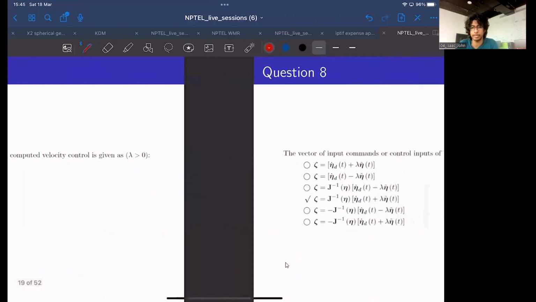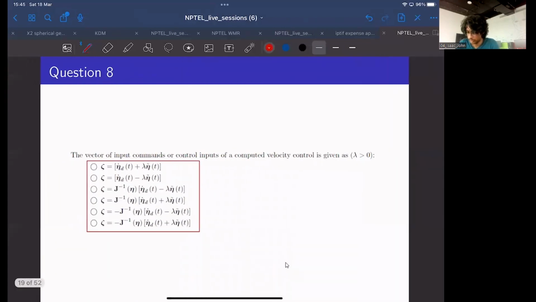Computed velocity control, right? So again, I'll briefly go over the objectives. We want the system to follow a first order error dynamics. Like we want the system to behave. I'll write it over here.